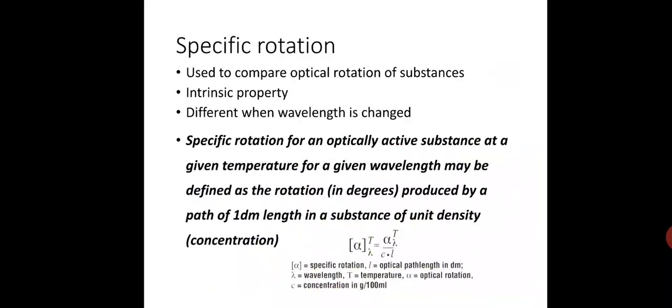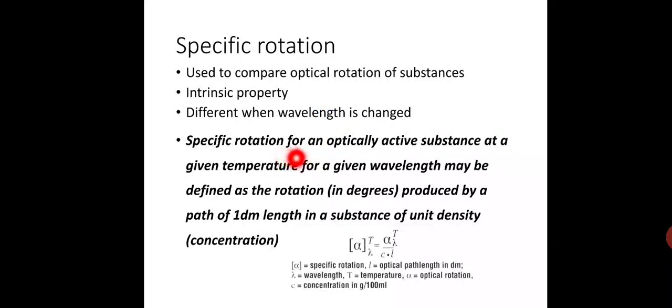An important thing when you are discussing optical activity is the specific rotation. It is actually an intrinsic property, and it is used to compare the optical rotation of various substances. This specific rotation will be different when the wavelength is changed. So you have to compare the rotation of various compounds by fixing a particular wavelength. Also, the temperature has to be fixed.